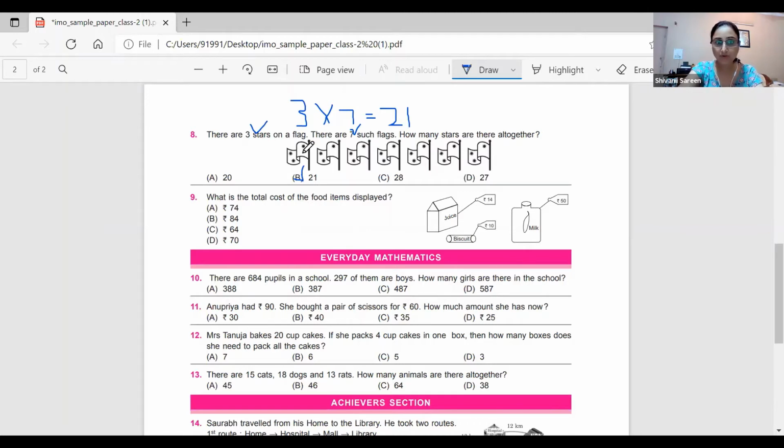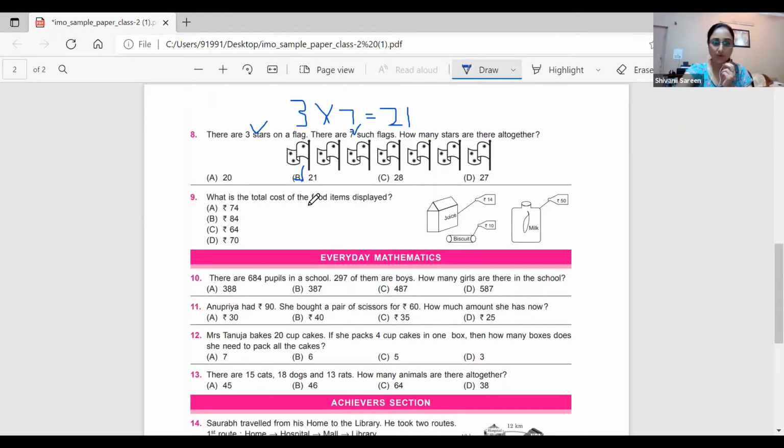If you don't know table, you can count manually also. 3 plus 3 is 6, 6 plus 3 is 9, 9 plus 3 is 12, 12 plus 3 is 15, 15 plus 3 is 18, and 18 plus 3 is 21. Moving on to next question, question number 9.